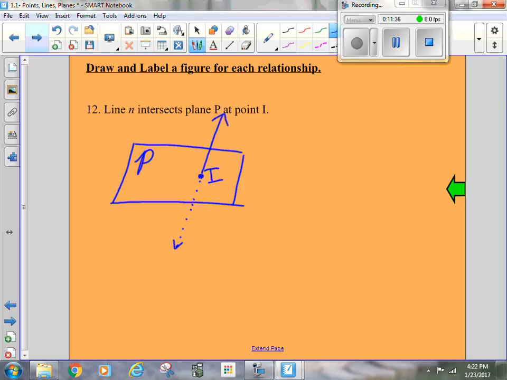So from our last example, we knew that we intersected a line with a point when the line went through the plane. So I'm going to make line N go through the plane, and at point I, it's where it crosses through. So imagine stabbing a pencil through a piece of paper. Where that hole is going to be your intersection.